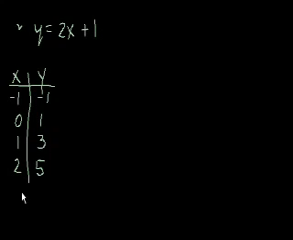And we could keep on going. Obviously, there are an infinite number of x's we could choose, and we could pick a corresponding y. So now you see we have a little table that gives the relationships between x and y. And what we could do now is actually graph those points on a coordinate axis.